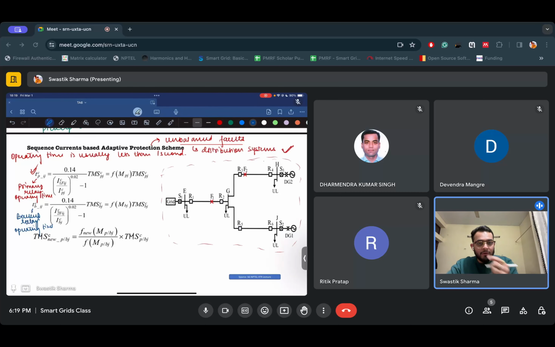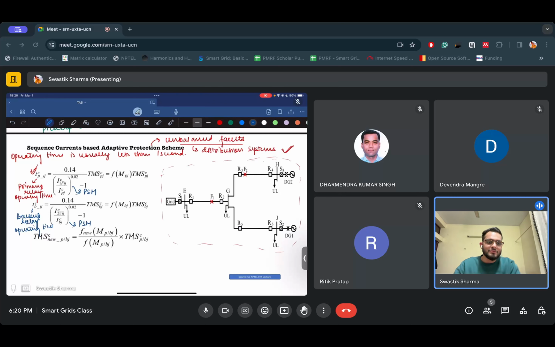So what change they made was how the plug setting multiplier was interpreted. For the primary relay, they chose the positive sequence current component for deriving the plug setting multiplier, and for the backup relay, they chose the negative sequence current component. This is something they came up with for unbalanced faults only, and they used this phenomenon and found better results. That's why they proposed that for the backup relay you choose the negative sequence component.